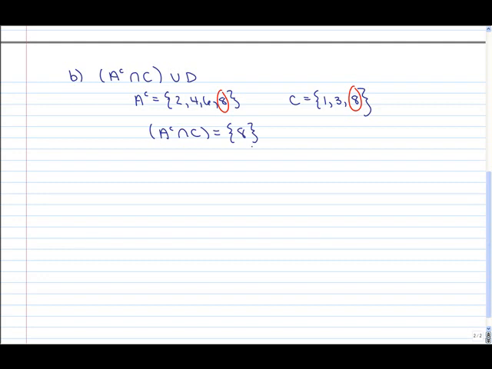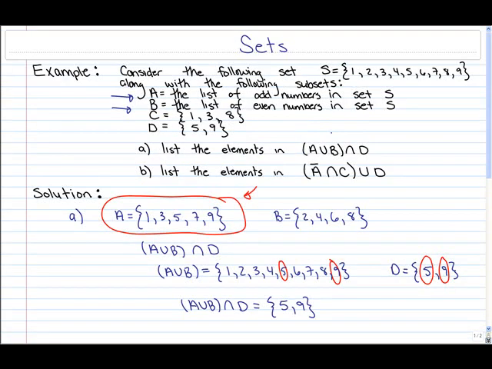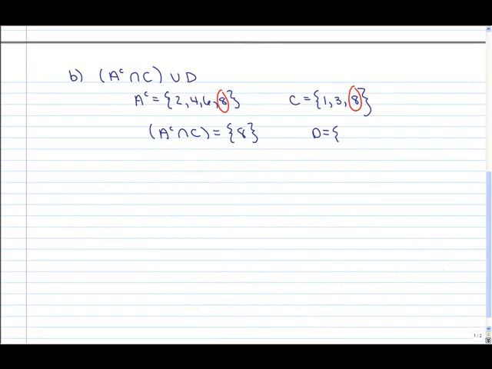Now we're not done, we still need to take the union here with D. Now keeping in mind that D up above is defined to be 5 and 9. So the union of these two sets here and here again is just what's in the first set or the second set. So what's in either one or the other. And that would just simply be all the numbers there. So A complement intersect C union D would just simply be the 5, the 8, and the 9.